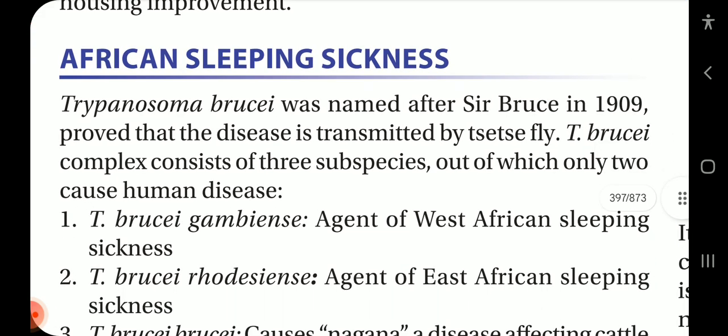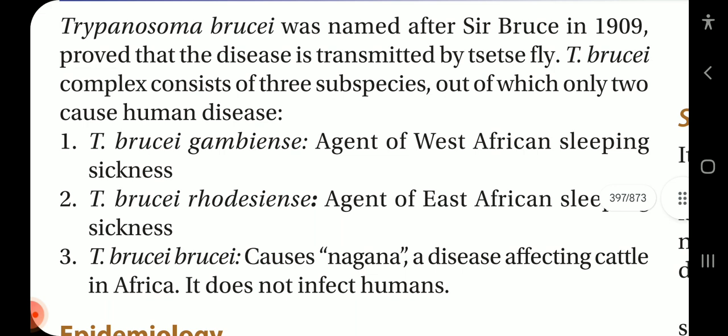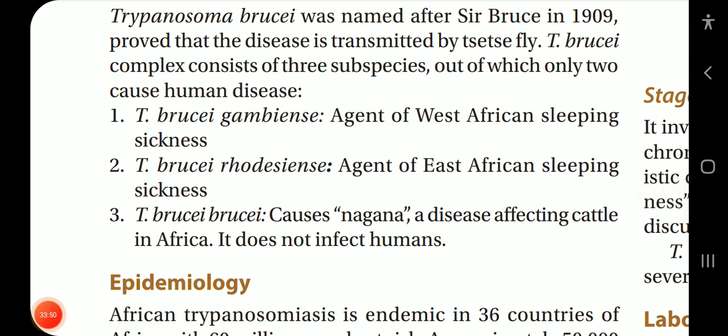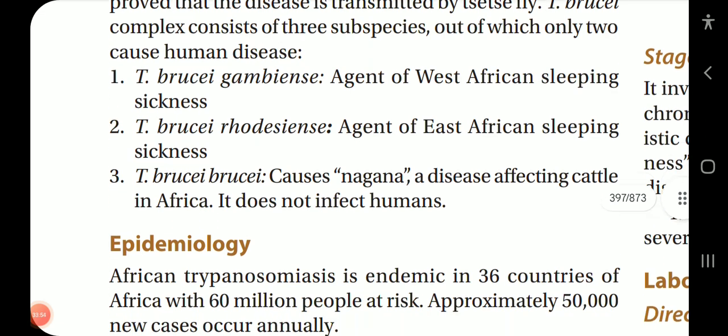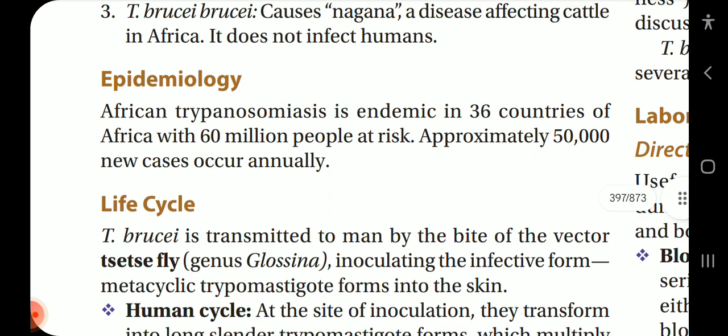Now coming on to African sleeping sickness. Trypanosoma brucei was named after Sir Bruce, who in 1909 proved that the disease is transmitted by the tsetse fly. Trypanosoma brucei complex consists of 3 subspecies, out of which only 2 cause human disease. Trypanosoma brucei gambiense, agent of West African sleeping sickness. Trypanosoma brucei rhodesiense, agent of East African sleeping sickness. Trypanosoma brucei brucei causes Nagana, a disease affecting cattle in Africa. It does not infect humans.